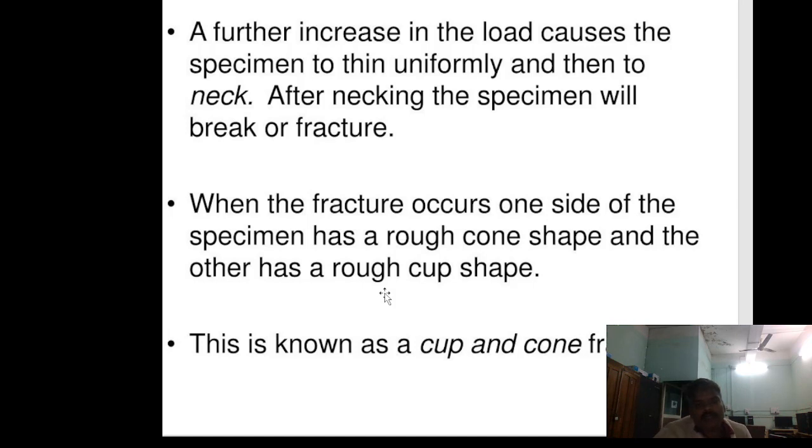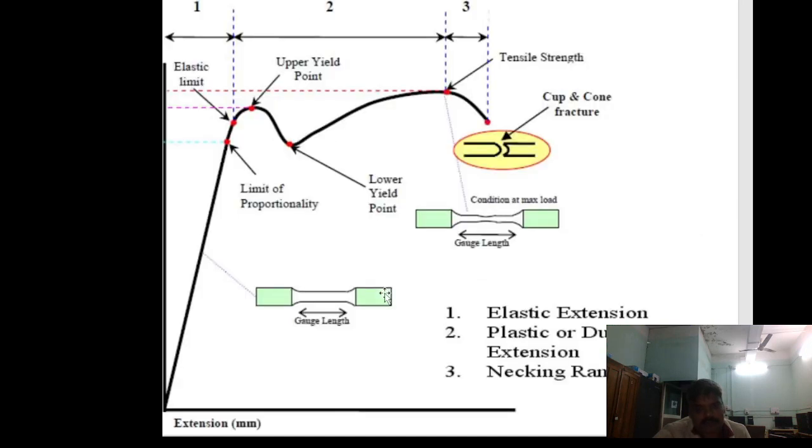When the fracture occurs, one side of the specimen has a rough cone shape and the other has a rough cup shape. So there is a cup and cone fracture. One is having a rough cone and another is having a rough cup shape. This is a figure: load versus extension, limit of proportionality, elastic limit, upper yield point, lower yield point, ultimate tensile strength, gauge length, increment, condition at maximum load, and cup and cone fracture.